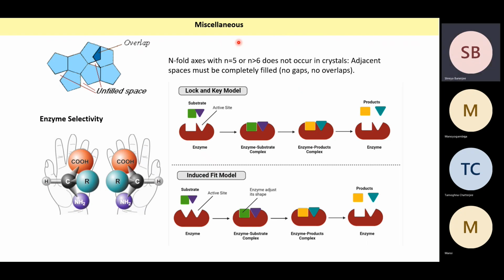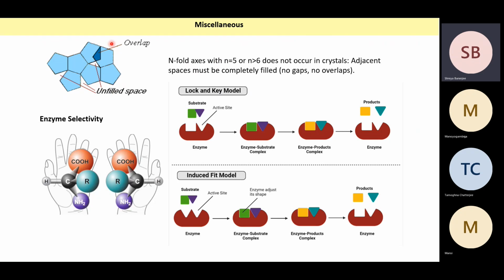Now that we have gone through the details of symmetry, there are just some miscellaneous points to go through. Firstly, an n-fold rotation axis with n equal to 5 or n greater than 6 cannot occur in crystals. So if you imagine a five-sided polygon and you imagine that it has a 5-fold rotation axis, and you keep rotating a unit cell through the 5-fold axis of rotation, you will get a structure that looks like this.